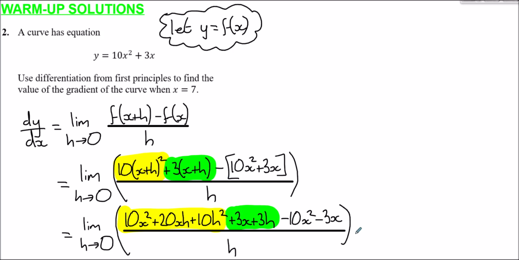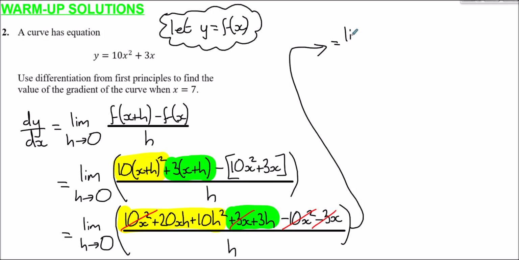Now, as awkward as this looks, what we can do now is simplify an awful lot of stuff. So we have 10x squared here, minus 10x squared there. So we can cancel that 10x squared with this minus 10x squared. Similarly, we have positive 3x here, minus 3x there. So we can cancel those off too. So now what we can do is just look what we have left and divide through by h.